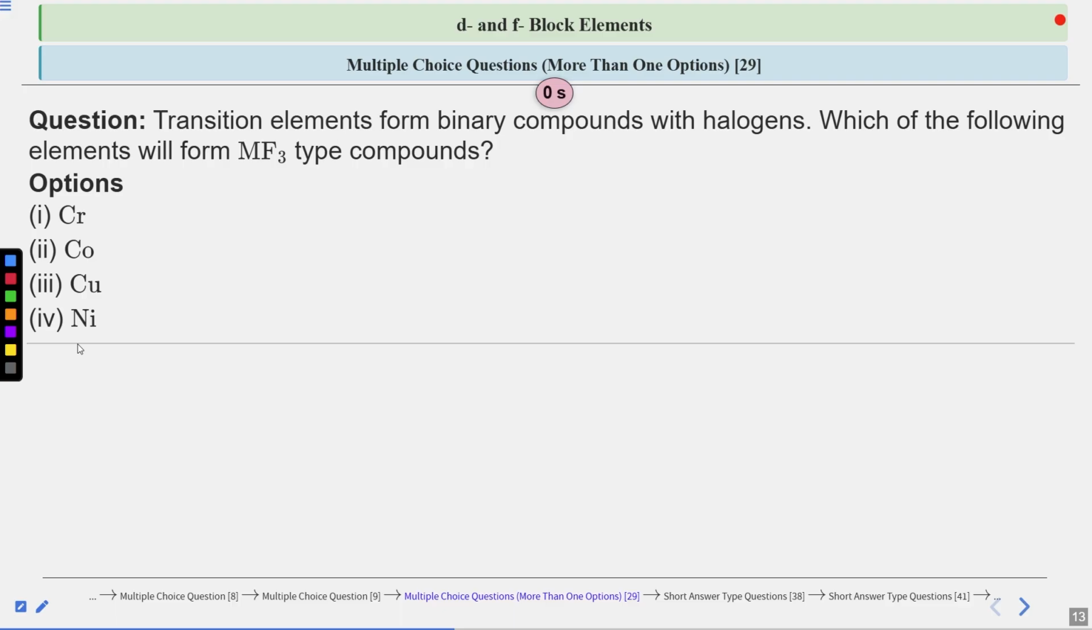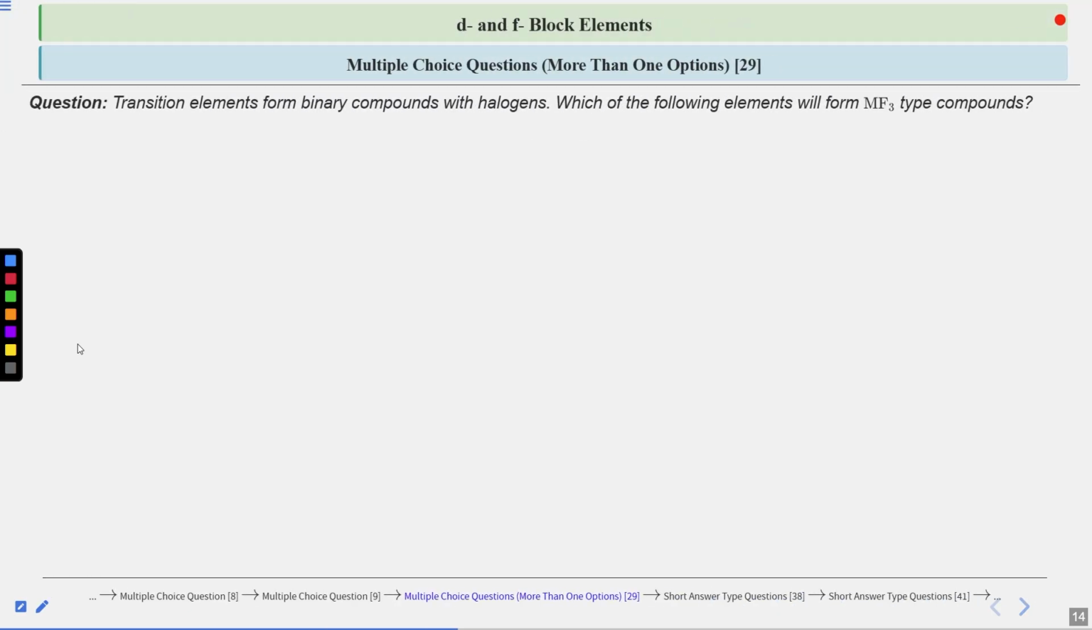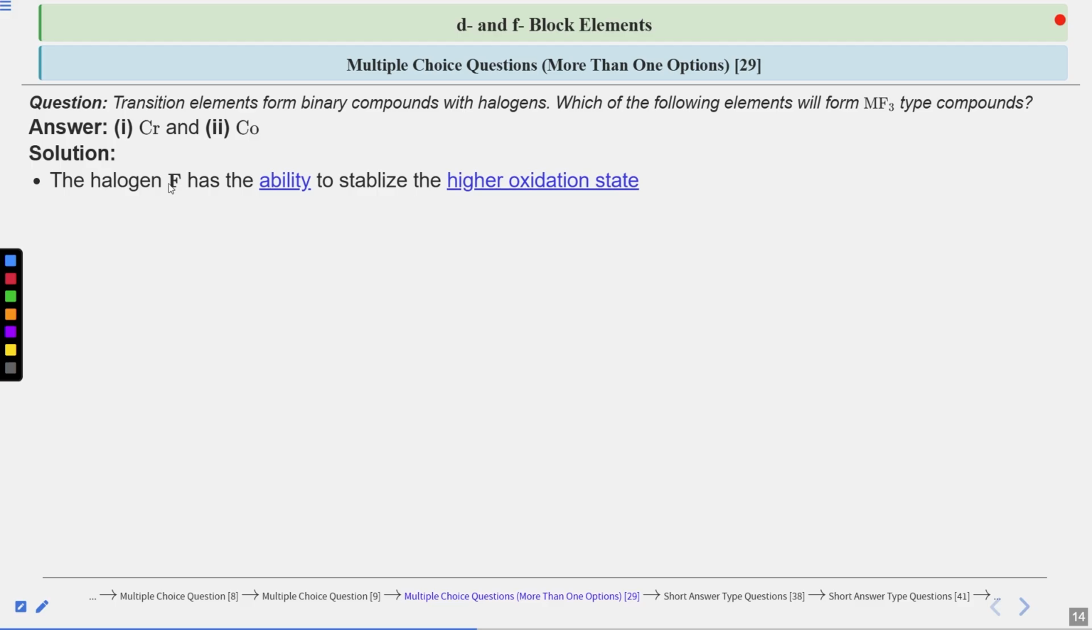Okay, let's see. For this question, the correct answer is option 1 and option 2, that is chromium and cobalt. Now, the halogen fluorine has the ability to stabilize the higher oxidation state. We have studied this in the properties of the formation of halides in the theory part, right? So fluorine has this ability to stabilize the higher oxidation state shown by the transition elements.